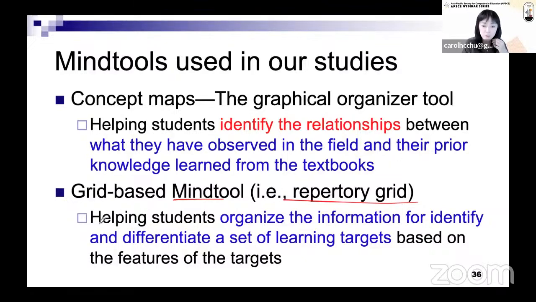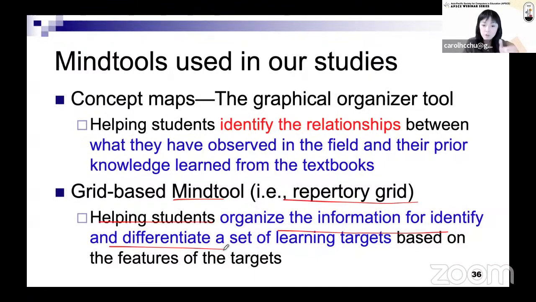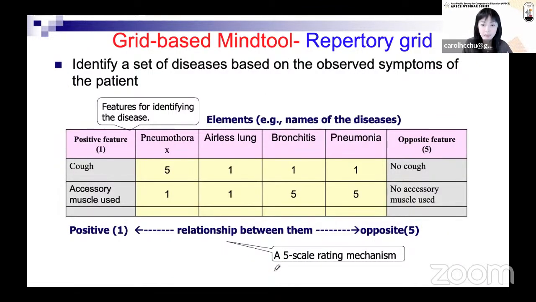So this helps the student organize information by identifying differences. There are several targets, and we need to identify what differences there are between them, between a set of learning targets based on the features of the targets. So we don't talk about the Repertory Grid today, but I can show it. It is a simple type of Repertory Grid, just like a table. So that is the element. The element is the learning target, and we want to use a set of attributes. The attributes are here, a positive feature and an opposite feature as a pair. So if cough, this is not cough, so that is totally opposite.